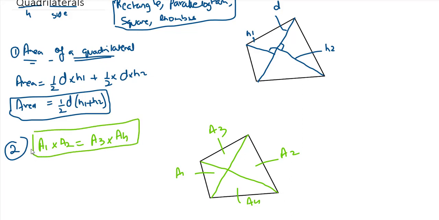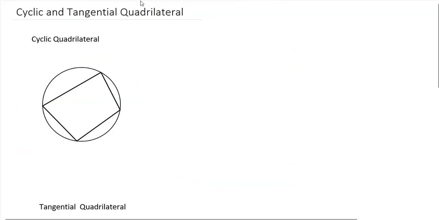Now let us see what are the two different types of quadrilaterals. A cyclic quadrilateral and a tangential quadrilateral. If a quadrilateral is drawn in such a way that all the four vertices of the quadrilateral lie on the circumference of the circle, then such a quadrilateral is called a cyclic quadrilateral. Okay. The most important property of a cyclic quadrilateral is that the opposite angles in a cyclic quadrilateral are supplementary.